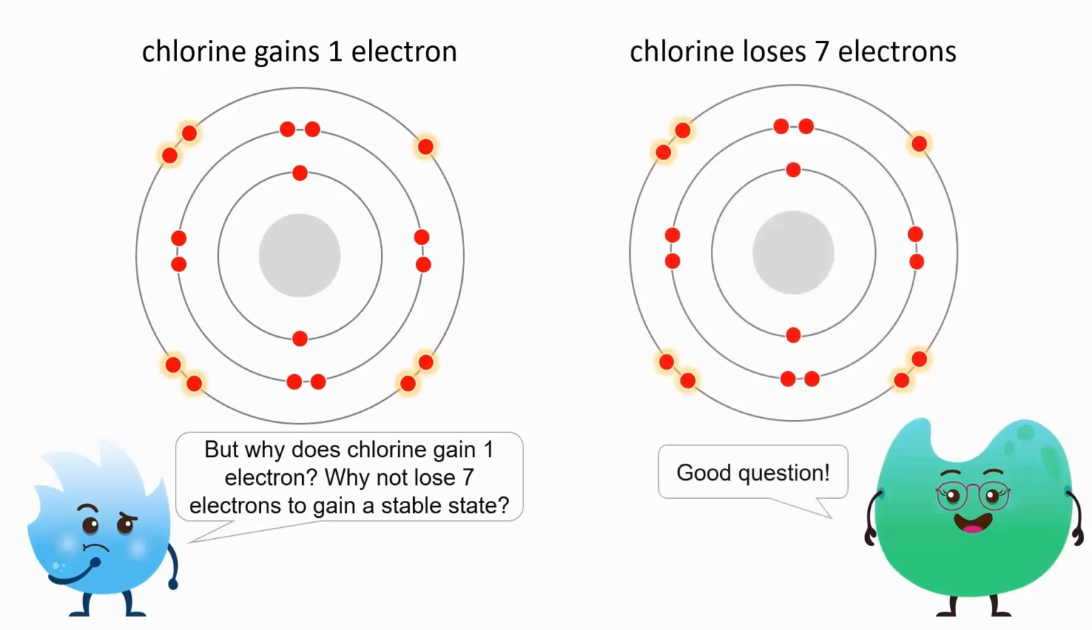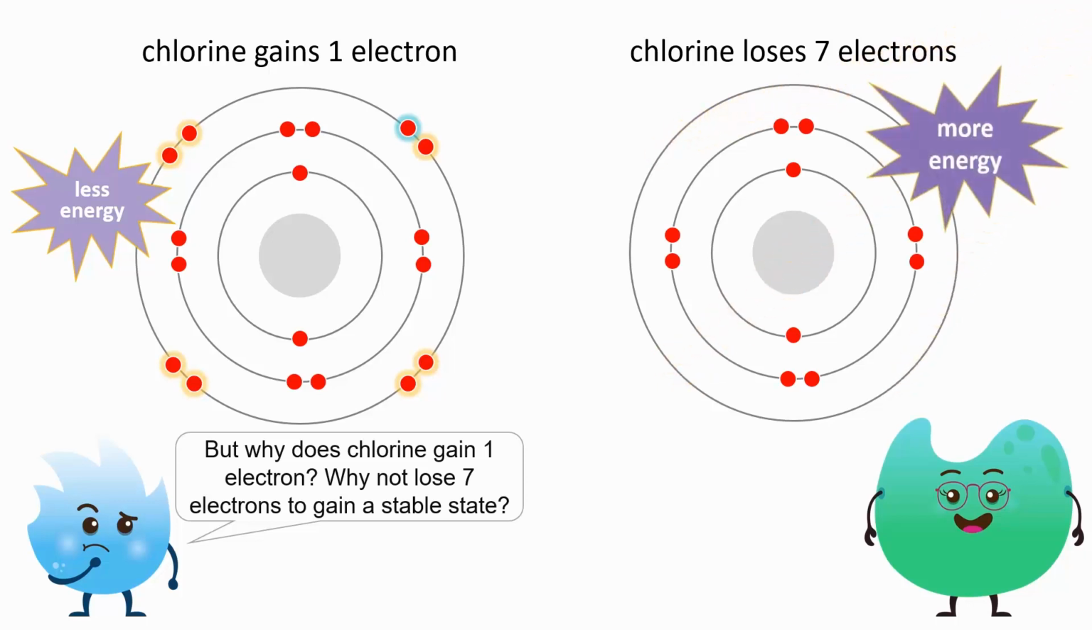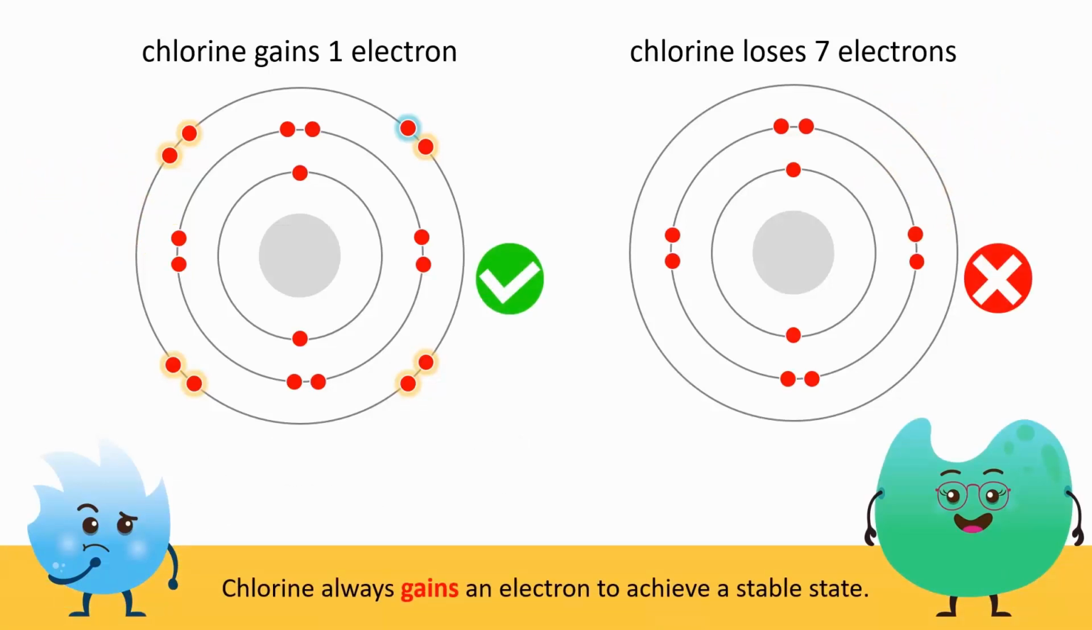Good question, because chlorine takes very little energy to gain an electron. But it takes a lot more energy to lose just one out of the 7 electrons in its valence shell. Therefore, chlorine always gains an electron to achieve a stable state.